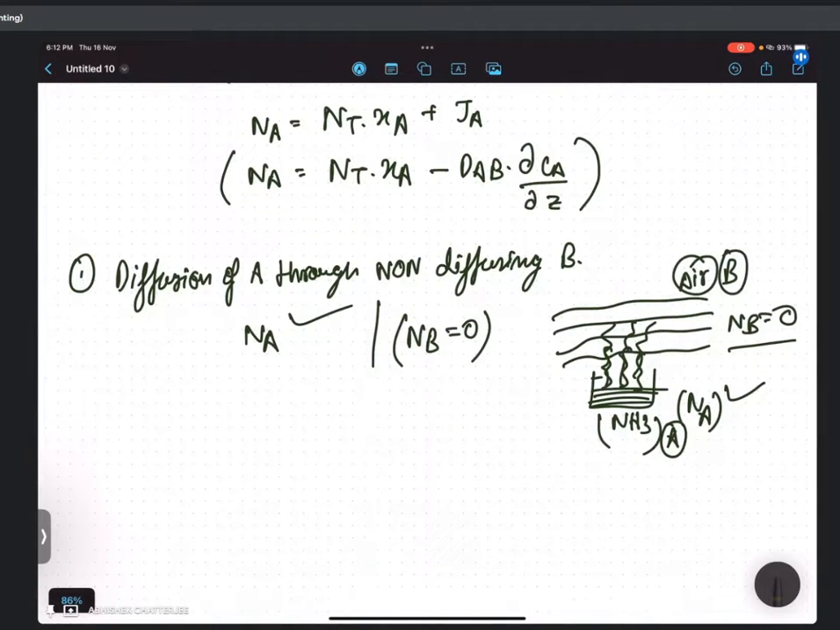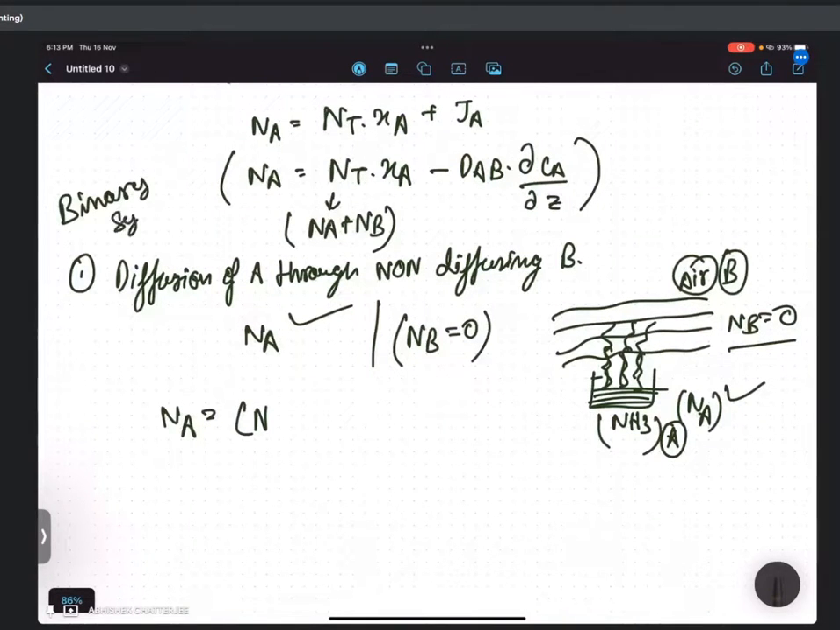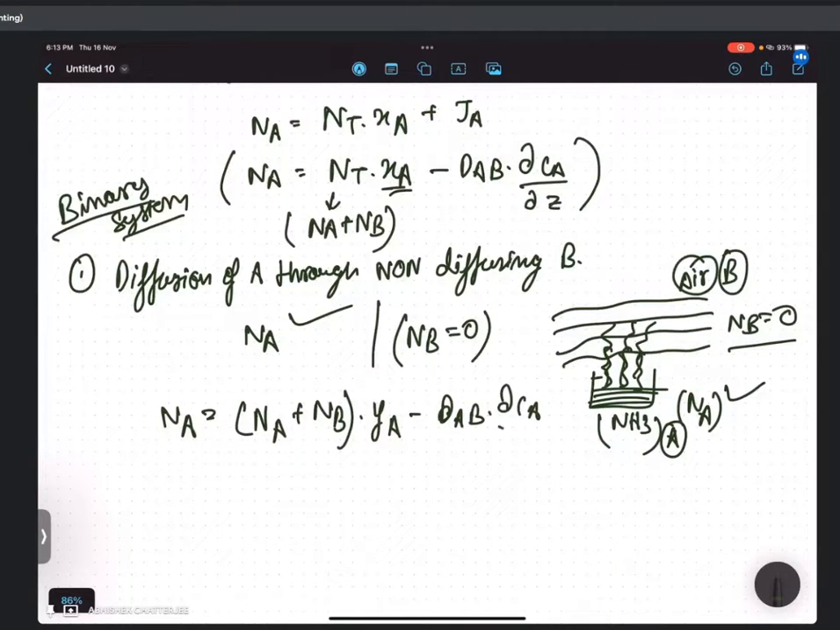So in that case, what will happen is that our Na is equal to Nt, which is nothing but Na plus Nb. That is our total flux. We are all considering it for a binary system. Please remember, we are just considering it for a binary system. So Na plus Nb, for a gaseous phase, let us write the mole fraction as Ya, and minus Dab into dou Ca by dou Z.